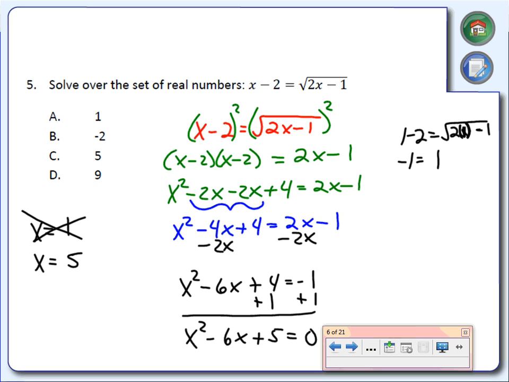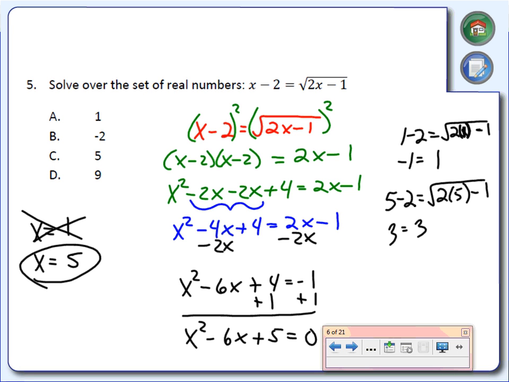Just to make sure, let's try the 5 also. I'm going to put the 5 in for x this time, and let's see what happens. 5 minus 2 would be a 3. Let's put this in the calculator. The square root of 5 times 2 minus 1. And this time you get a 3. Notice how the left side equals the right side, which means 5 is our solution.